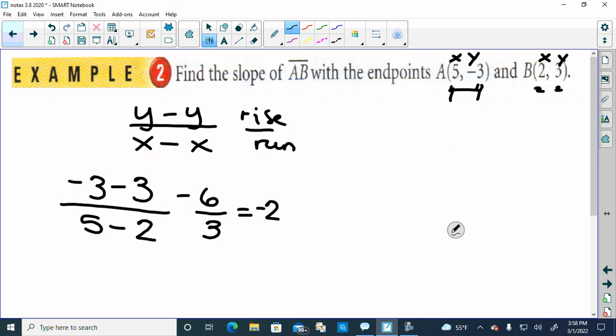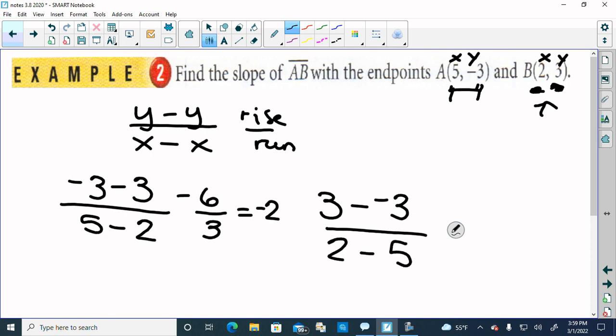So I started with the first parentheses. Now I'm going to start with this parentheses. So now I'm going to go 3, because that's my y, minus my other y, which is a negative 3. So if I started with this y, then now I'm going to start with that x. So 2 minus 5. When we have double negatives, we change them to a positive. So 3 plus 3 would give me 6. And then 2 minus 5 gives me a negative 3. Reducing this, 6 divided by a negative 3 gives me a negative 2.